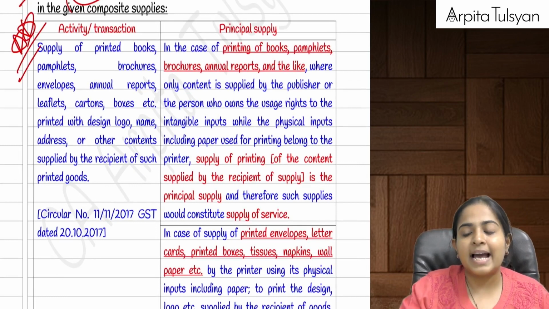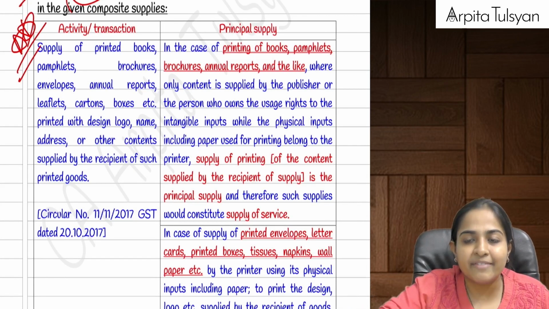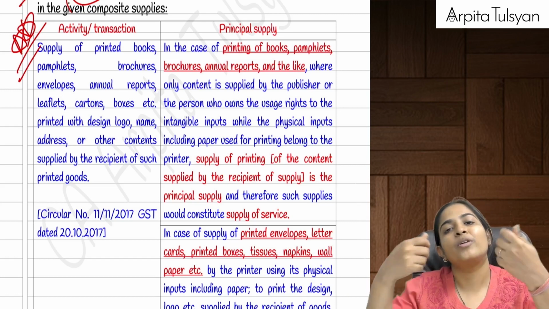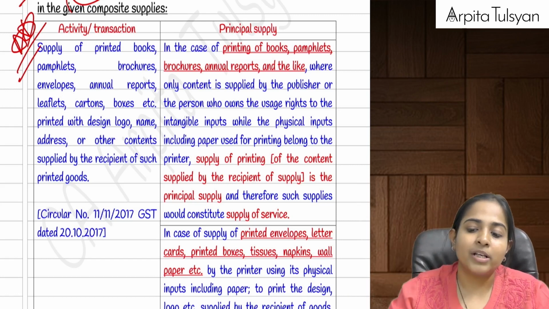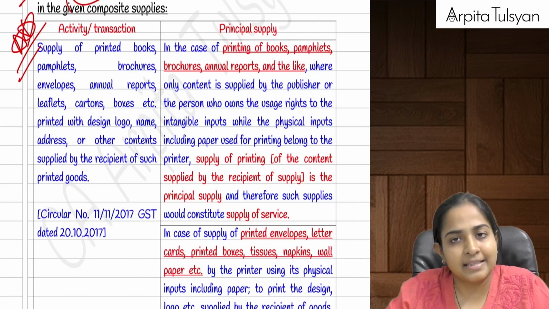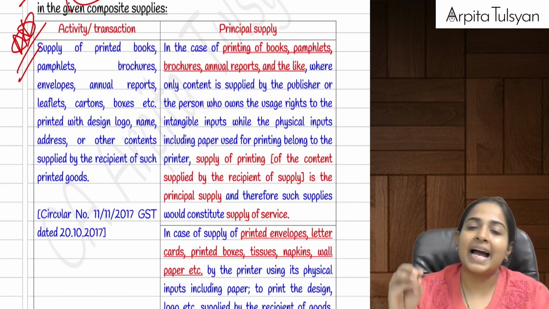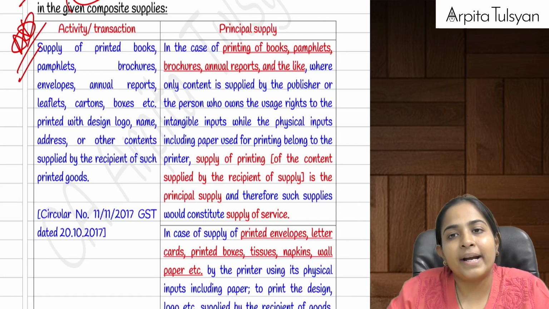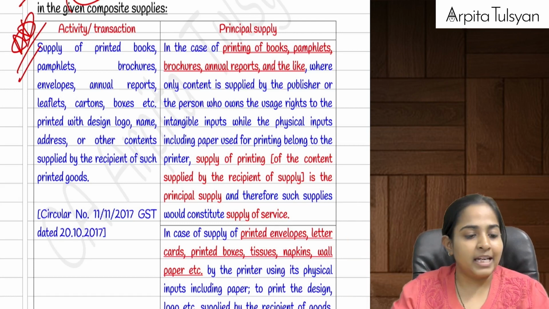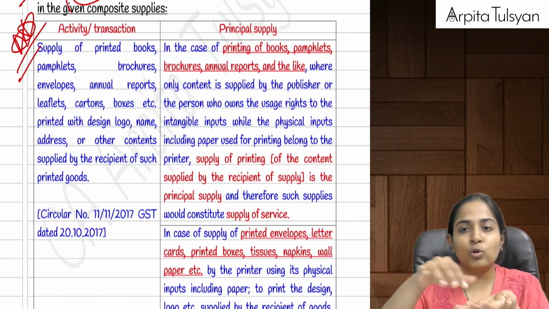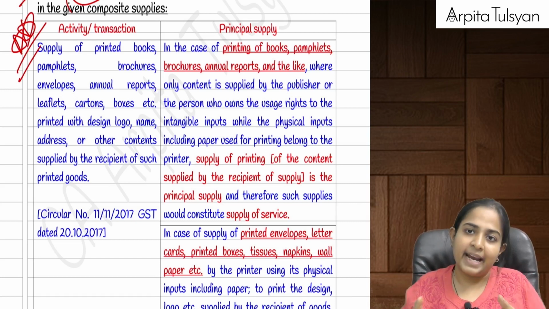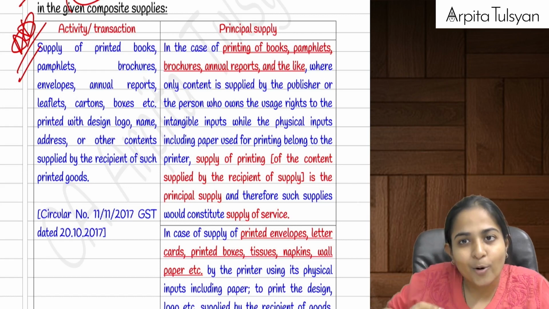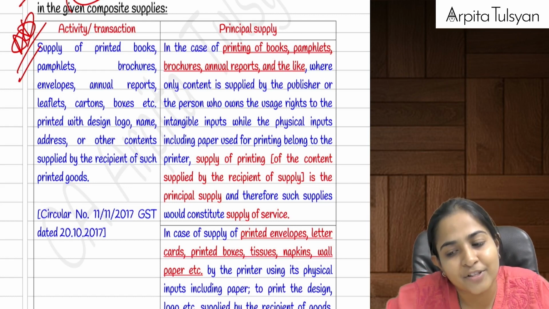Now let's say I wanted to get my IDT books printed. Everyone here, I have made the content, and I want to get the books printed. So I go to a particular printer. I tell him that I will give you the content and you just print my books. He will take paper, do the printing on it, and give me the entire book. So can we say there is a supply of paper and also a supply of printing service, right?